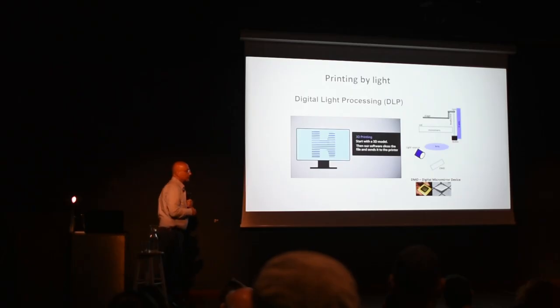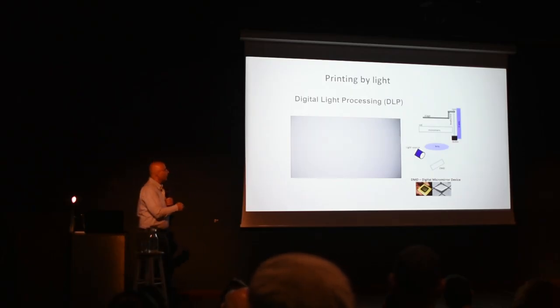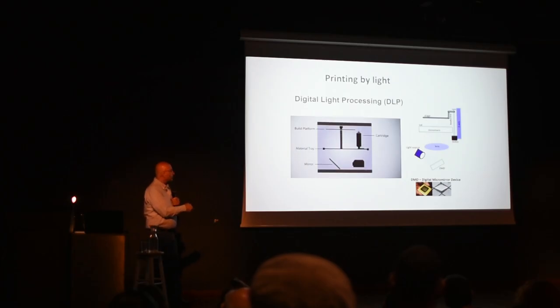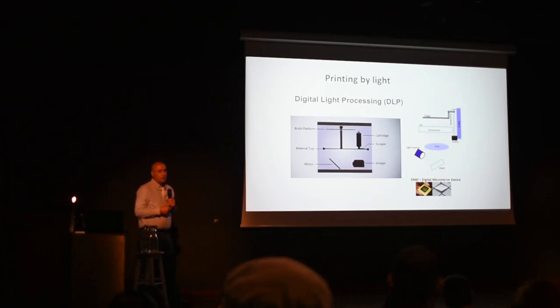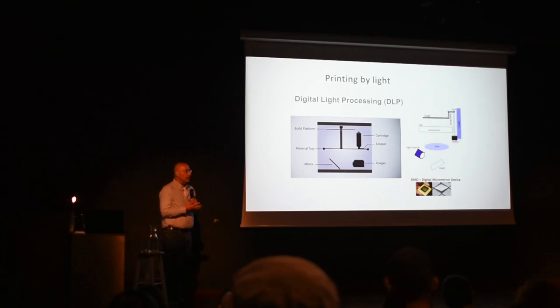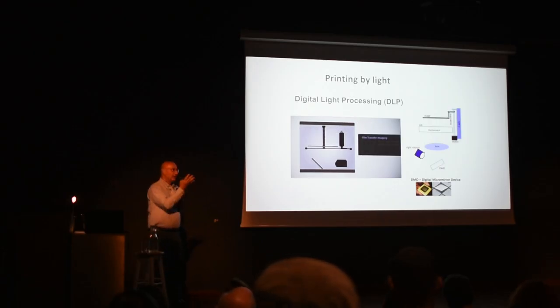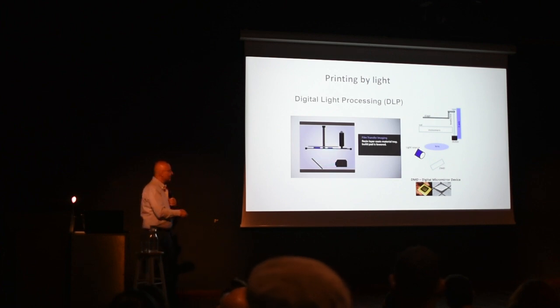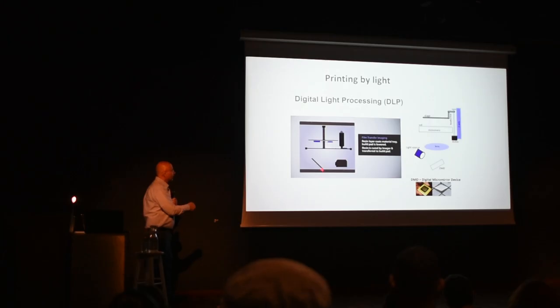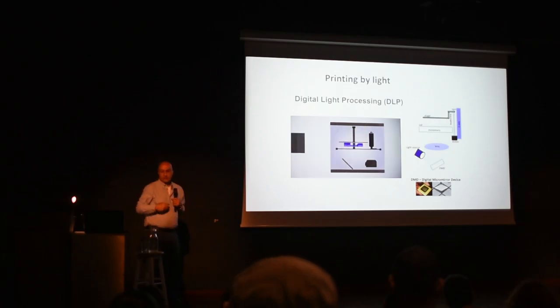One of my favorite printing technologies is a very simple one called DLP printing. You take a liquid bath that contains monomers and photoinitiators that will make the liquid become solid. Liquid will become plastic, but only at a specific place. So we shine light from below or above, depending on the printer, and we print a 2D image.